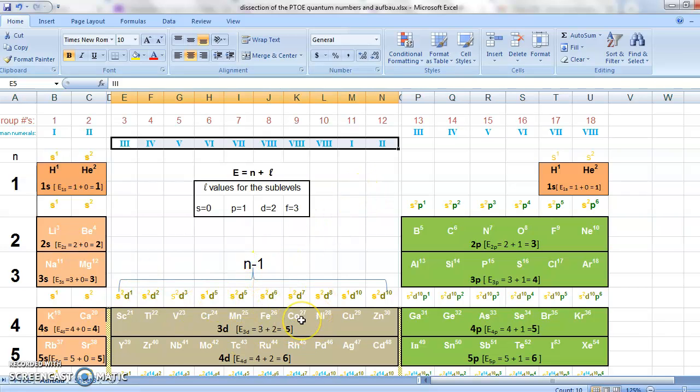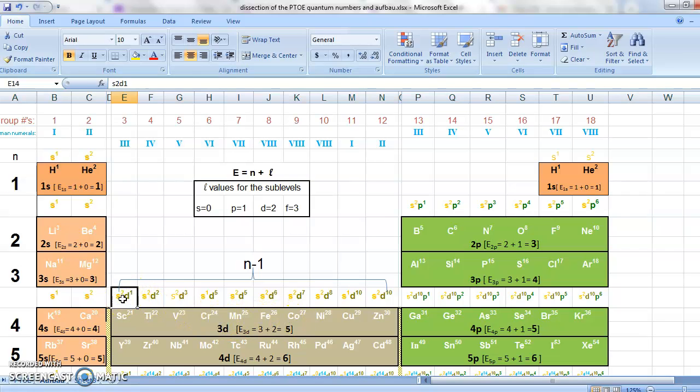The D block is not in the main block of the periodic table. So what is this S2D1 telling you? 2 and 1's 3. These Roman numerals are telling you how many are in the S and the D. They can't be telling you how many in the P because they haven't started filling their outermost P yet.